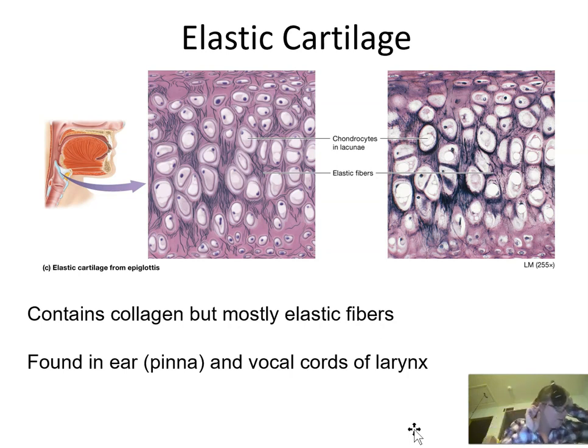Take it off of your ear, right? The part of your ear that's pretty flexible. And also the actual vocal cords of your larynx because they have to move and vibrate to form speech. So that's cartilage. How is bone different?